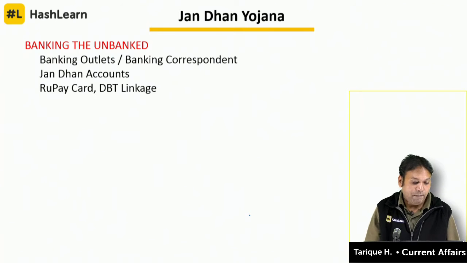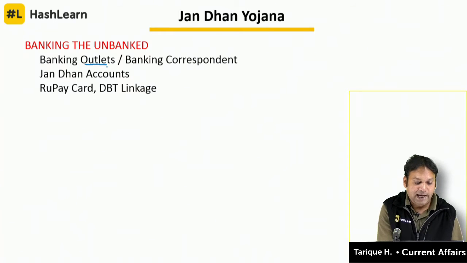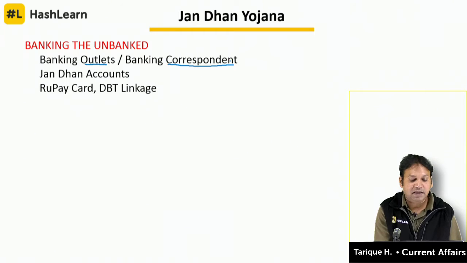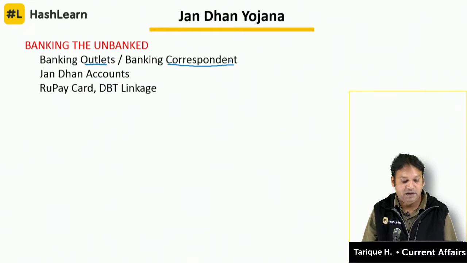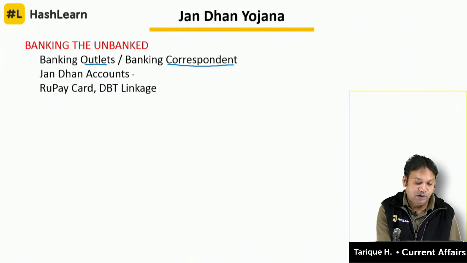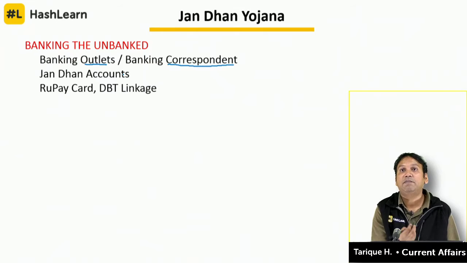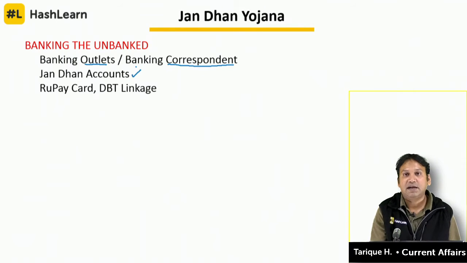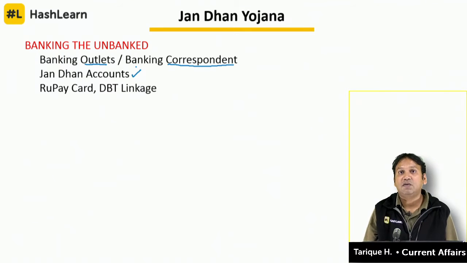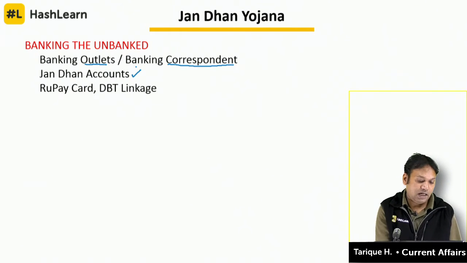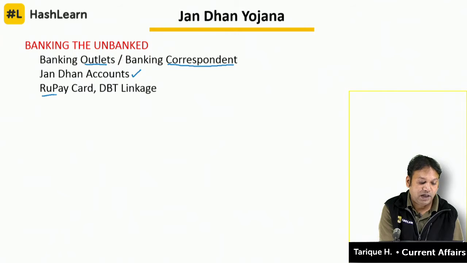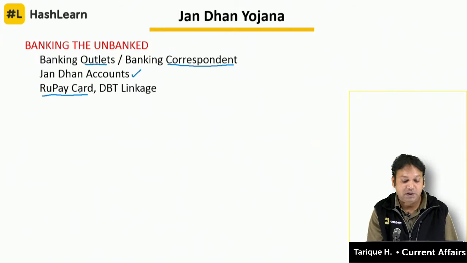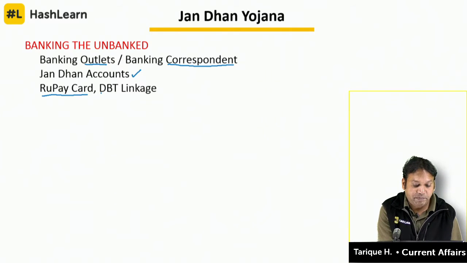And how is it done? By opening banking outlets and having banking correspondents, the bank mitras, in the villages, and providing a platform for people to have Jan Dhan accounts. These are no frills accounts, zero balance accounts, and these accounts are linked with a RuPay card, debit cards are issued to people, and there is a direct benefit transfer.